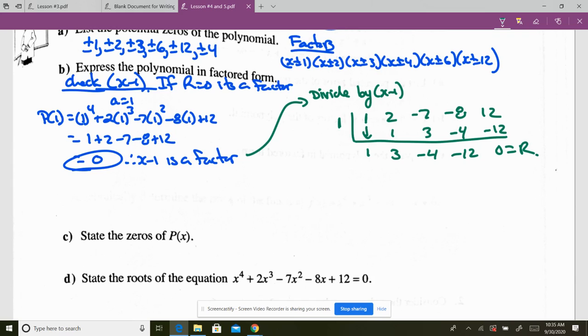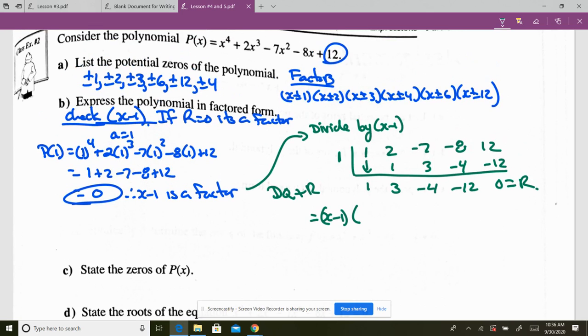And we write everything how? How do I always want you to write stuff in grade 12? dq plus r. That's how we write everything. So our divisor was x minus 1. The quotient, what is the quotient? Remember, we're starting with a 4th degree. So it should be an x cubed. So the quotient is going to be x cubed plus 3x squared minus 4x minus 12 plus the remainder, but the remainder is 0, so that makes us happy, right?